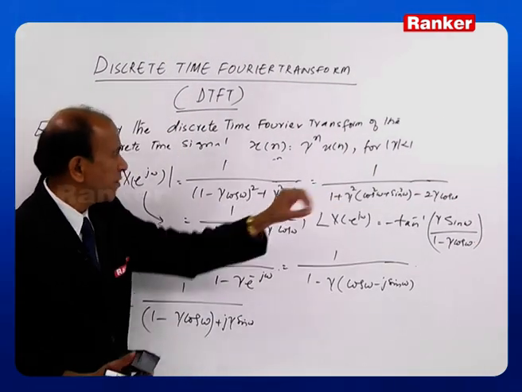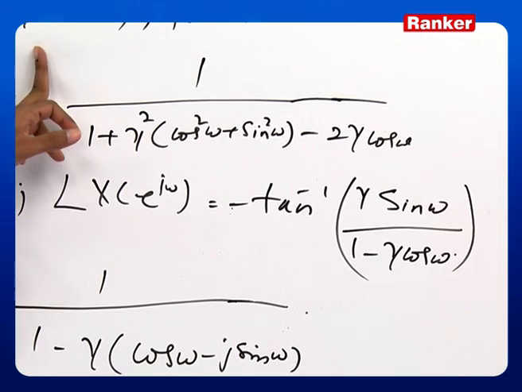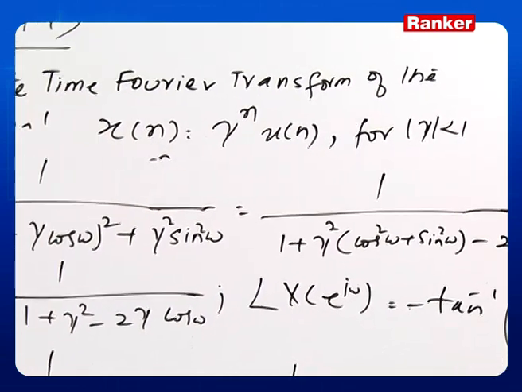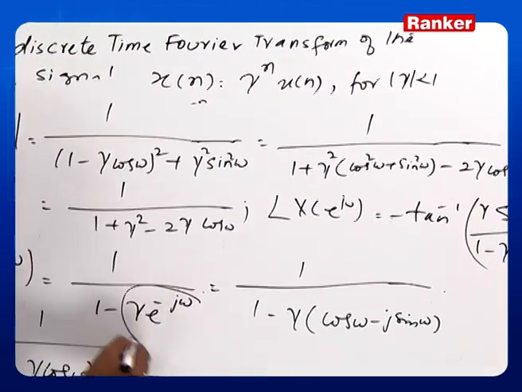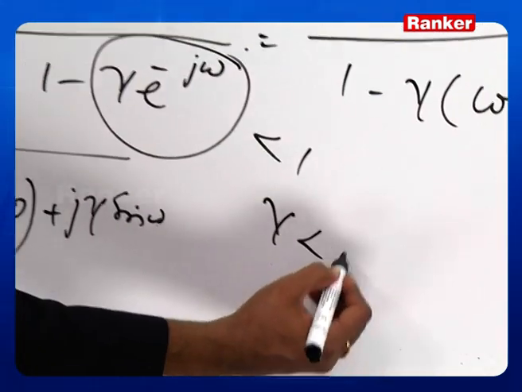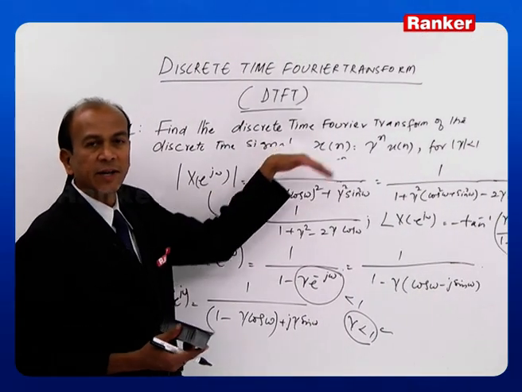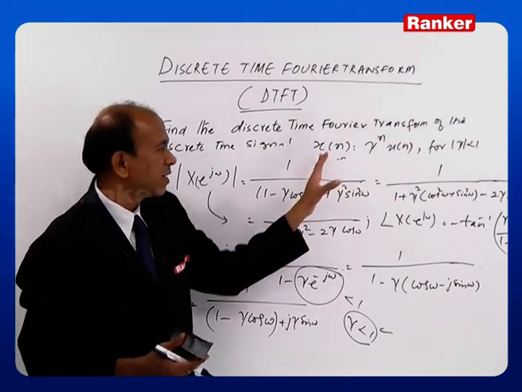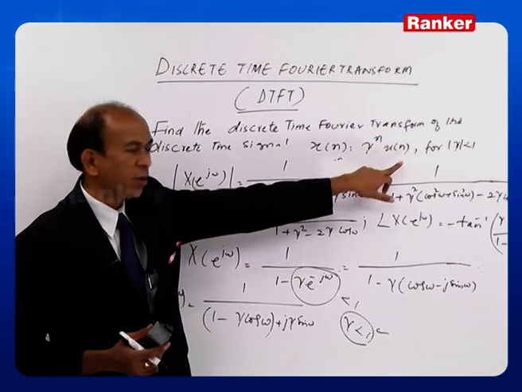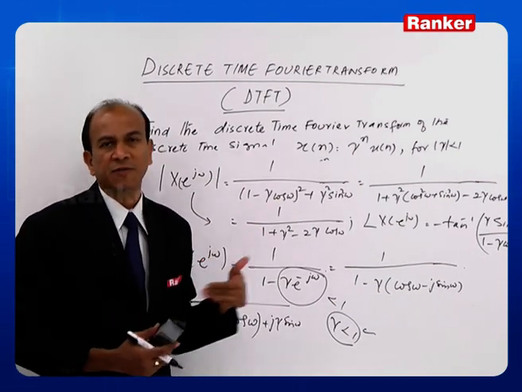So, we have calculated, given x of n, a discrete time signal equal to gamma to the power of n, the condition that the magnitude of gamma must be less than 1. So, gamma must be less than 1, that is the given condition. This is how we have calculated the discrete time Fourier transform of the given signal x of n equal to gamma to the power of n u of n. The important point here is that because u of n is given, we have changed the summation from 0 to infinity instead of minus infinity to plus infinity.